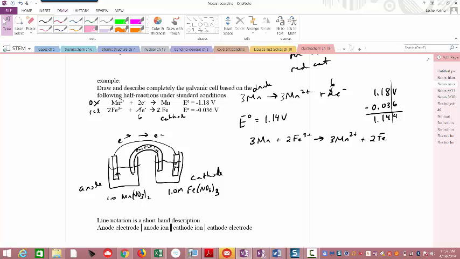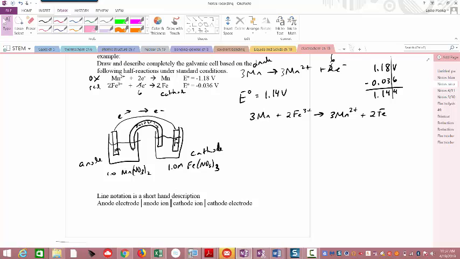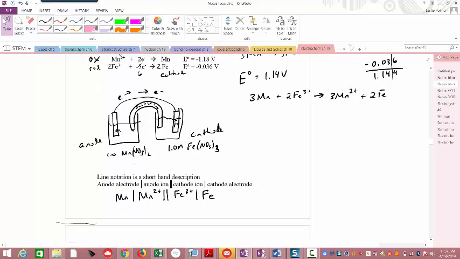So we can do a line notation, which is really just a shorthand version of exactly what we would draw in the picture. So we have the anode electrode, which is the Mn, separated by one single line to the anode ion. Double line essentially represents the salt bridge to the cathode ion and the cathode electrode.